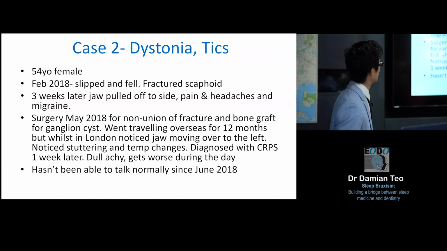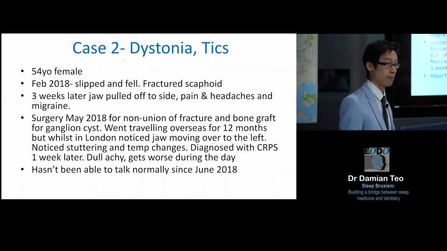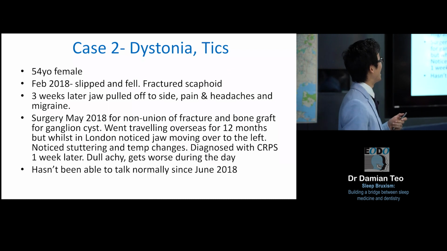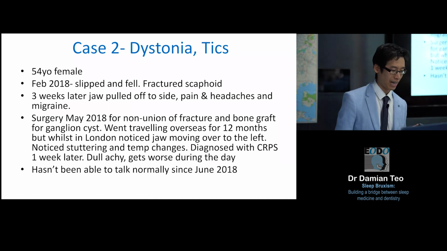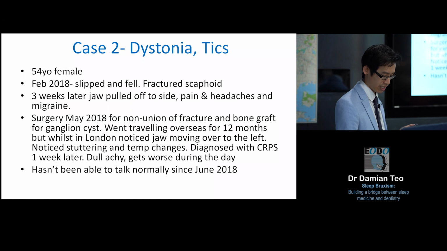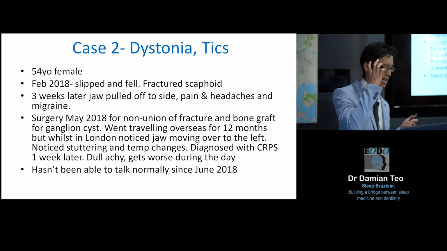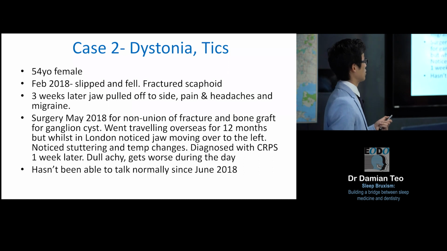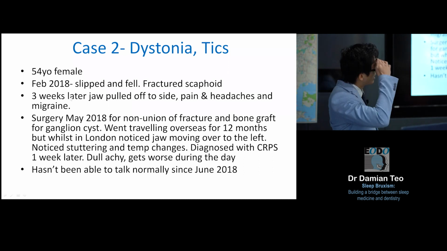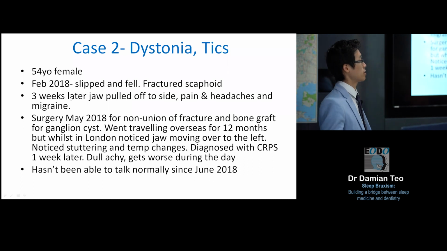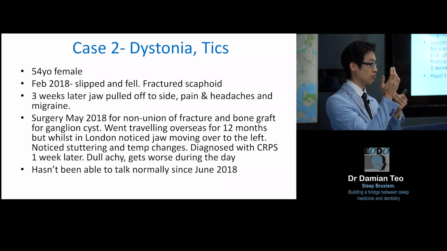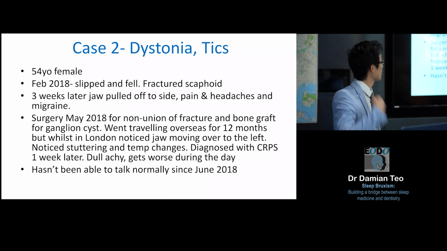So with this next case, this is a patient that I only just saw for the first time about 3 or 4 weeks ago. And I'm still treating her because she's a very unique, complex case. So she's got dystonia and nervous tics, which is just like twitching of the face. And she's a 54-year-old female, and in 2018, she slipped and fell in IKEA and fractured her scaphoid, which is in the wrist, which is completely unrelated to here.